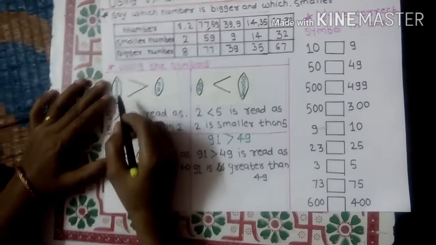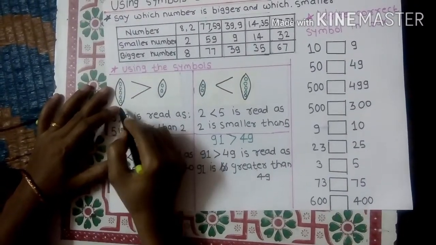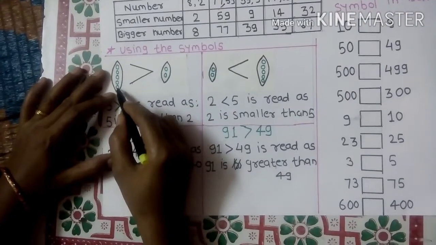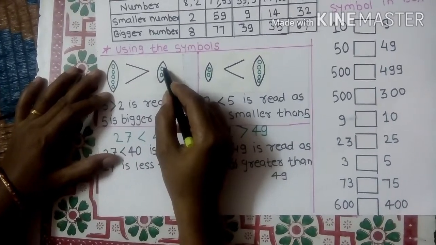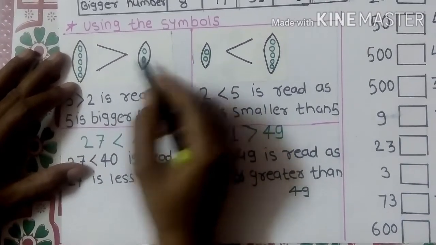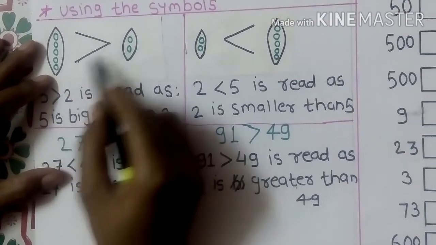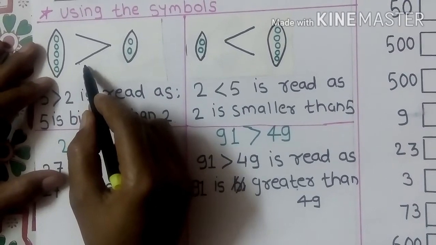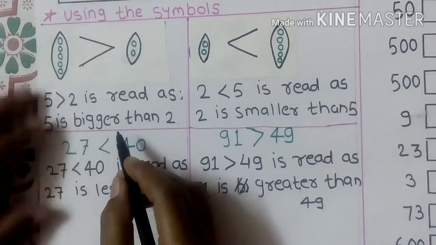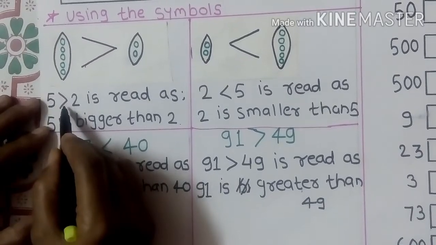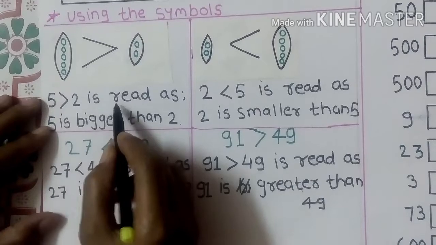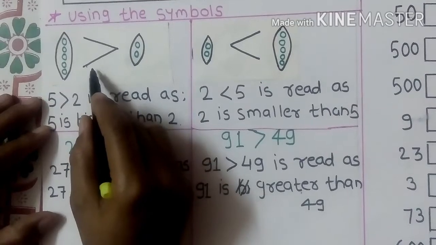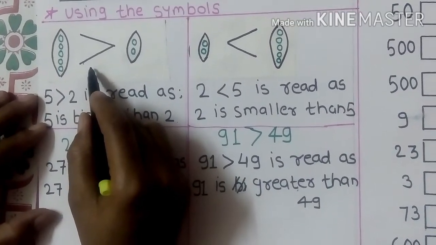Okay, see, this is an oval. In the oval we draw 5 beads, 1 2 3 4 5, and this is the oval. In this oval we draw 2 beads. 5 beads are bigger than 2 beads. This is the symbol of bigger than or greater than. Okay, here we write 5 is bigger than 2, and it is read as 5 is bigger than 2. Okay, this is the symbol of bigger than or greater than.